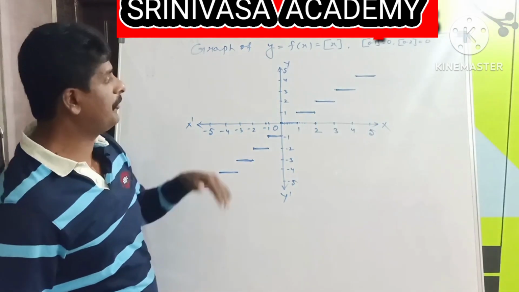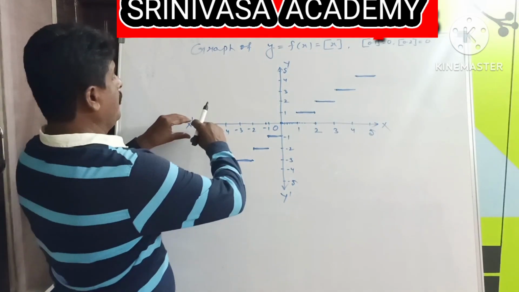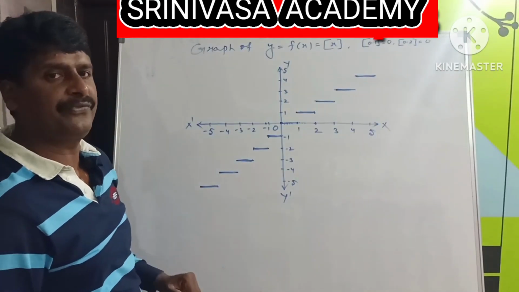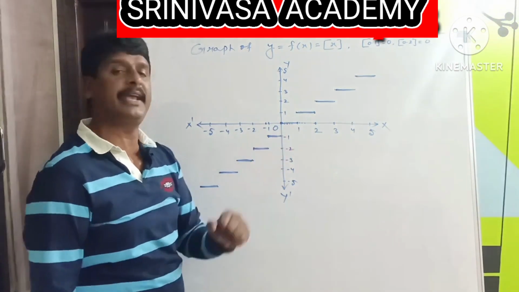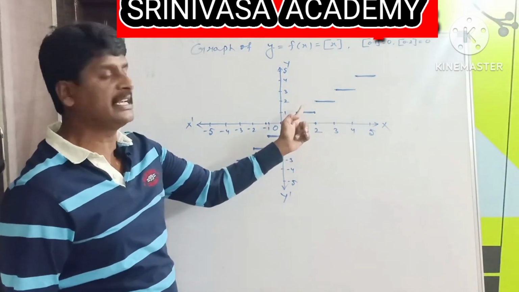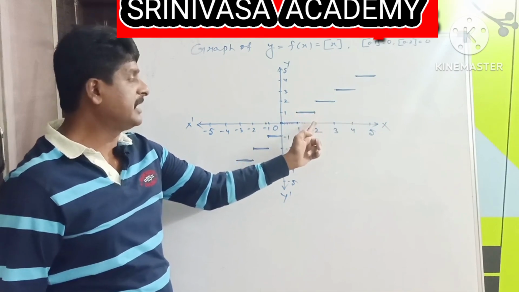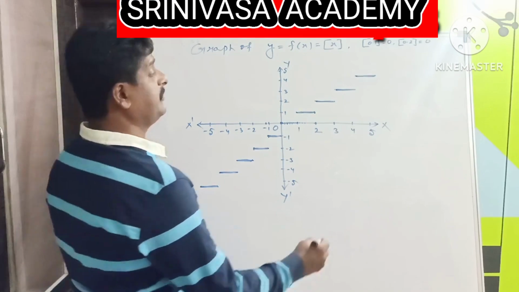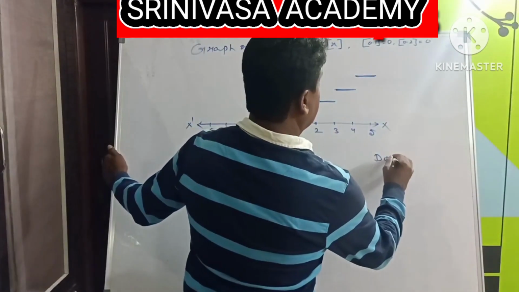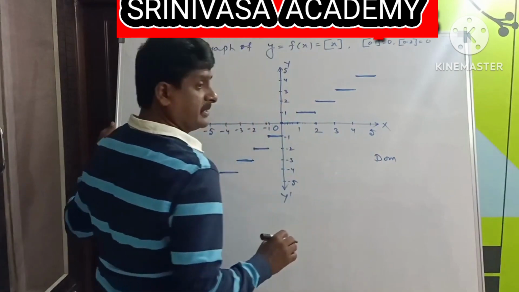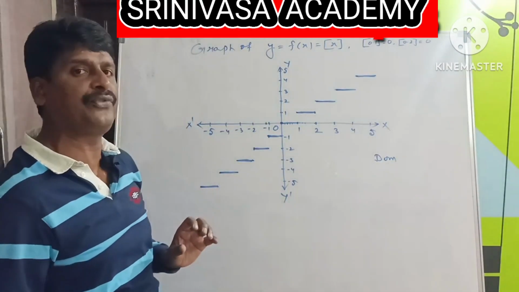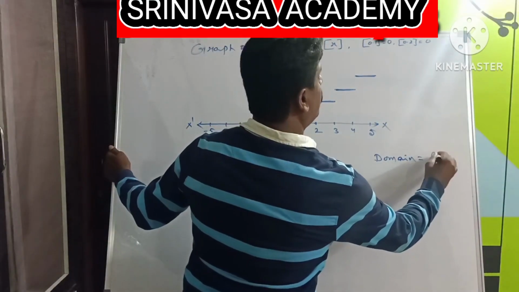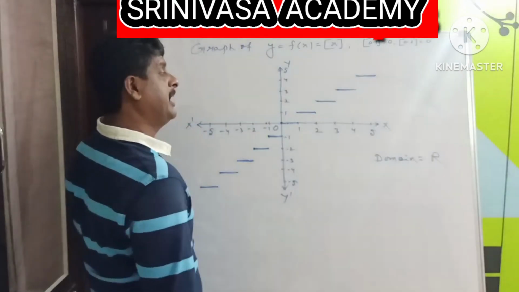Now the properties of this step function. See, for what values of x is it defined? For each and every real value of x on the x-axis. For 1.1 there is a graph. For 1.9 there is a graph. For 2 also there is a graph. For 0 also there is a graph. That's why the values of x for which the function is defined are called the domain. Domain is the whole set of real numbers.